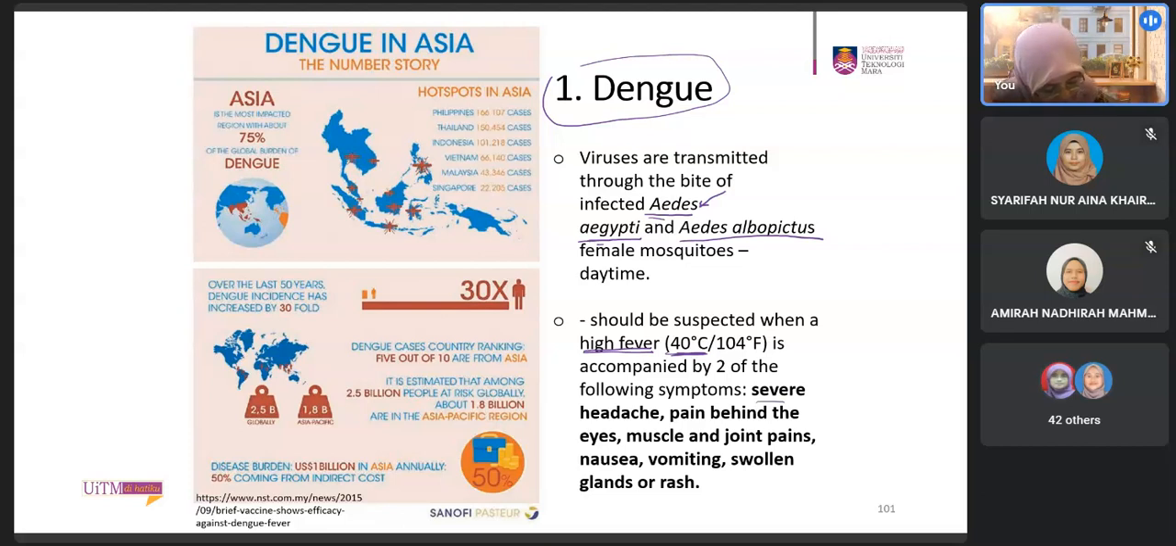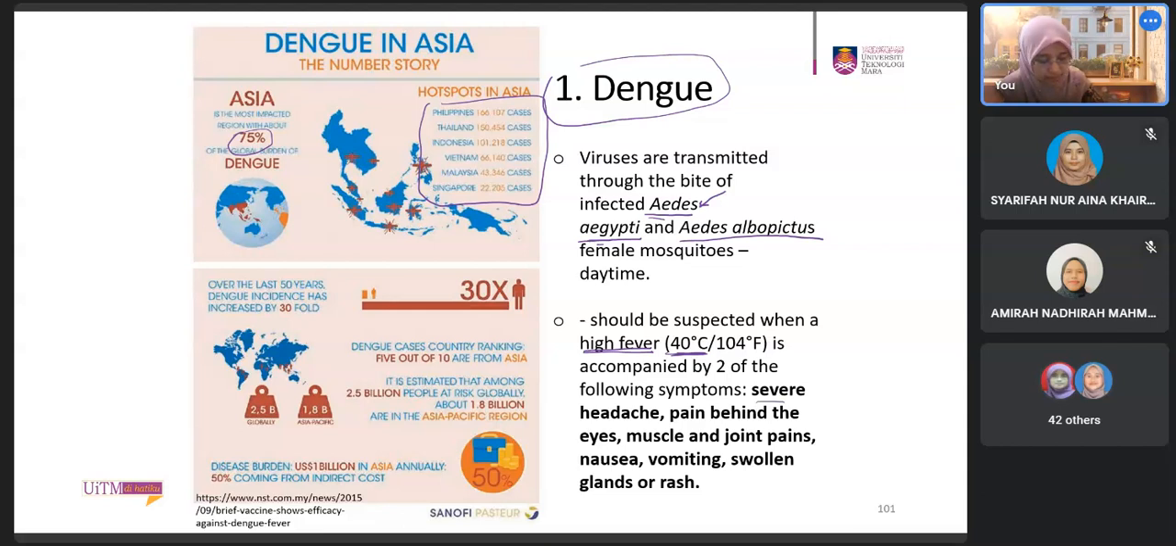Okay, so ini adalah just kadar penyakit tu. Okay, and then Asia is the most infected region, which is about 75% of the global burden of dengue. So kat Asia paling banyak lah. Okay, ni semua statistik dia je lah, kan.